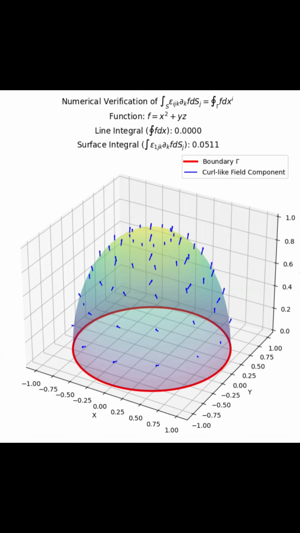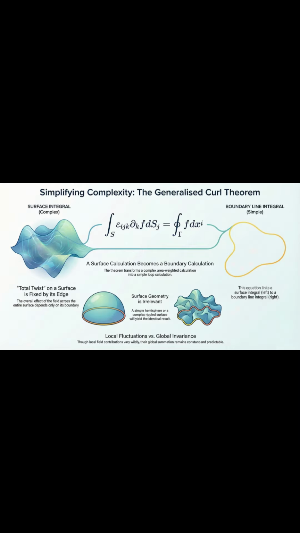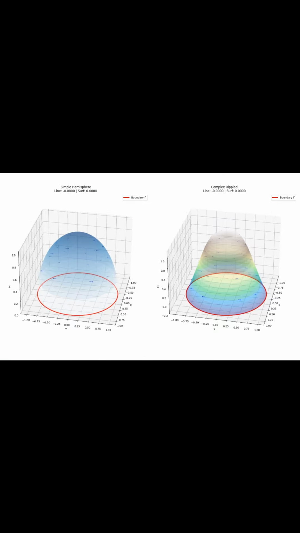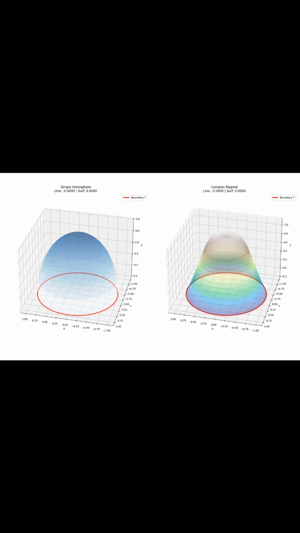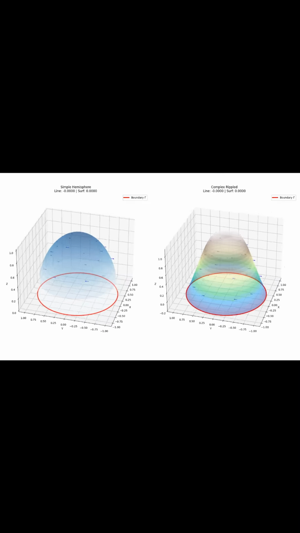So to sum it all up, the theorem proves that no matter how ridiculously complex a surface gets, it's only the boundary that defines the total circulation. In the world of topology, the edge tells the whole story.